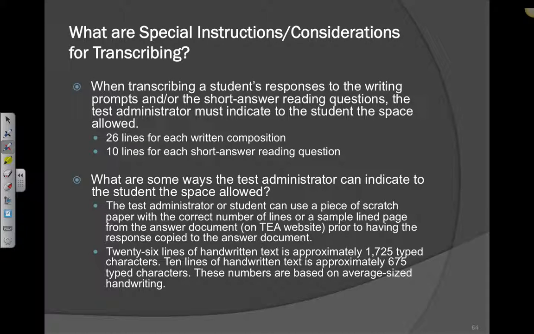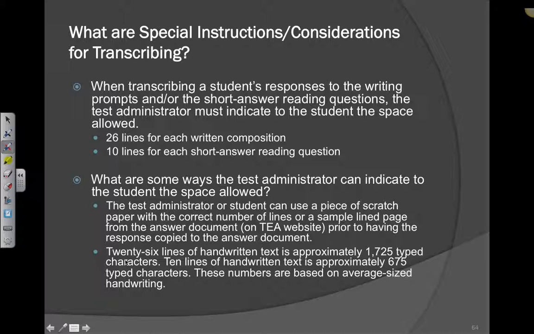Special instructions: it's important for the students to know, especially the ones that are typing out their written composition, how much space they have. And so it does say here that for the answer document, the written composition, there's 26 lines. And just to let you know, 26 lines of handwritten text is approximately 1,725 typed characters. So that way the student can know about how many characters it's going to take up on the answer document.